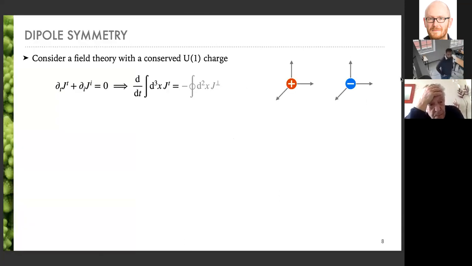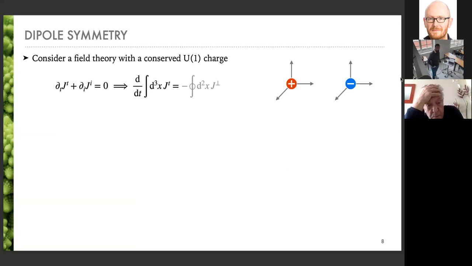Okay, so now I'm going to start writing some equations and try to really get into it a little bit. So consider a field theory where there is some conserved U(1) charge. Associated with it, there will be a Noether current. I'm just denoting it like that. So there is a density and then there is a flux, and they satisfy a conservation equation.